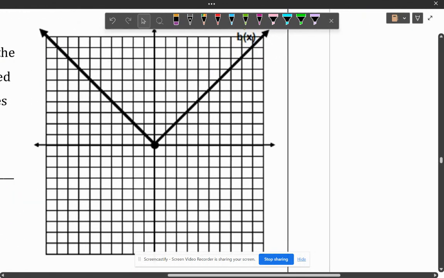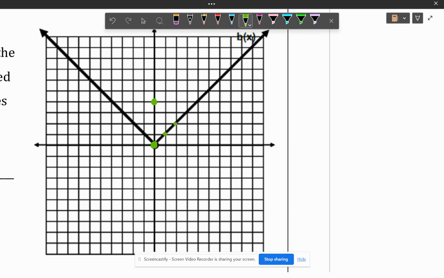Okay. So b of x, I'm going to start with this vertex here. I'm going to shift it up 4 units, and I'm going to make sure that I'm copying and pasting those other points as best as I can. Otherwise, I'm going to get some funky answers when I'm evaluating. Okay. I'm going to label this r of x.